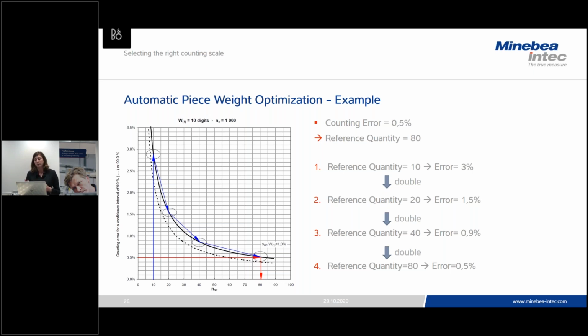Then we double this to 20, so we put 10 more in there, and there the error is then 1.5%. The reference piece weight is calculated again. Then this is doubled. We have a reference quantity of 40. The piece weight is calculated again, and then we double it, and we are at our reference quantity of 80. But you don't have to exactly double, you can also just estimate how much you have. You just don't have to be higher than double the size and have to be at least 2 more. So this is the automatic piece weight optimization.